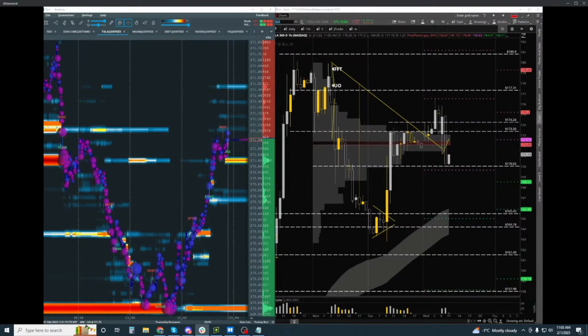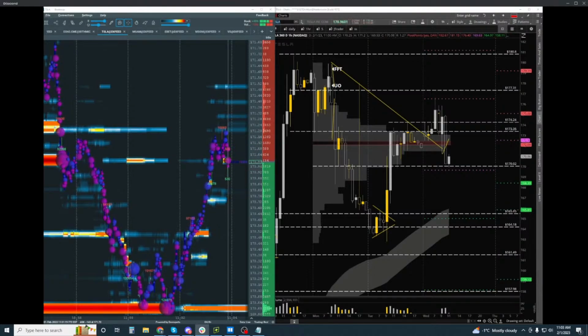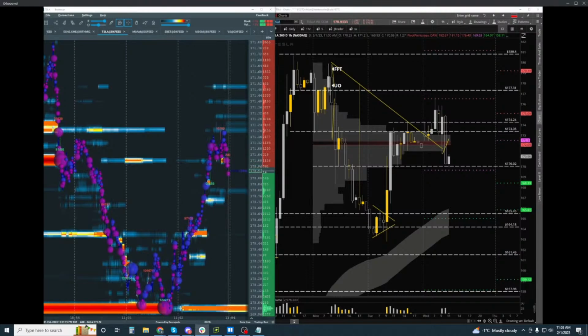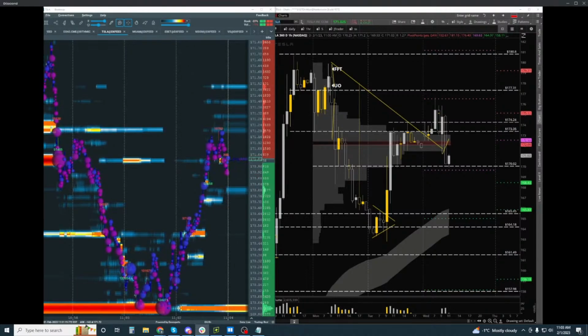So we have support 170. We have a resistance now at 172. I'm going to look if we have a bear pattern to short. If you're short traders, this could be a good add. So we'll see.